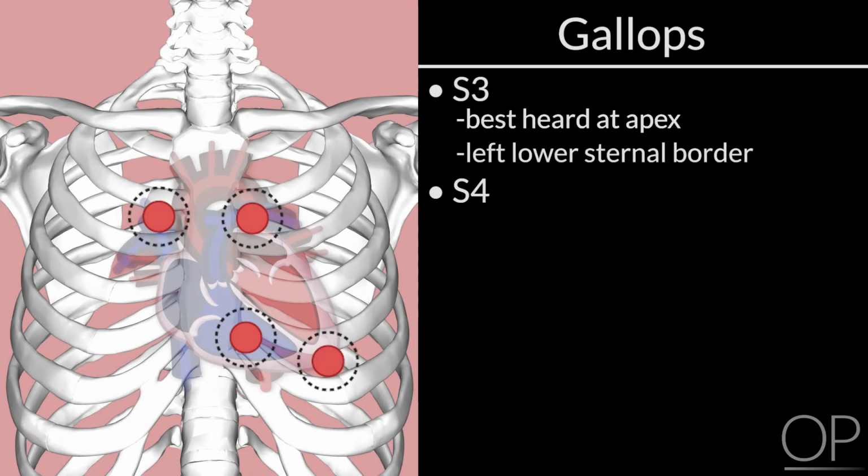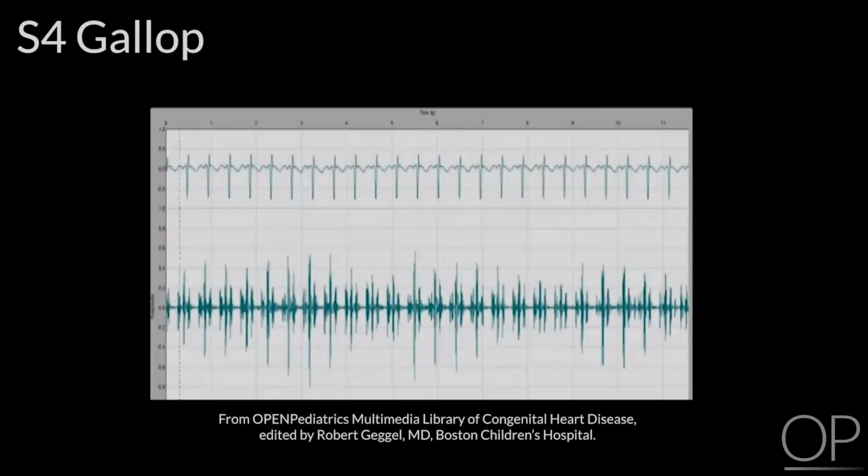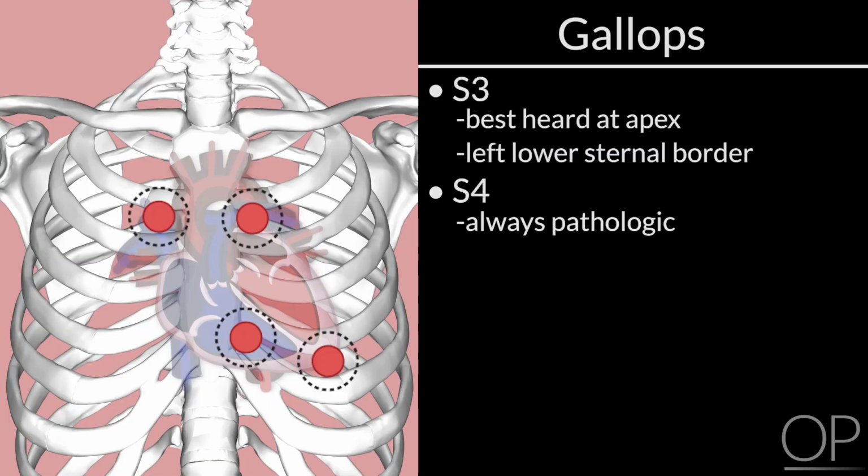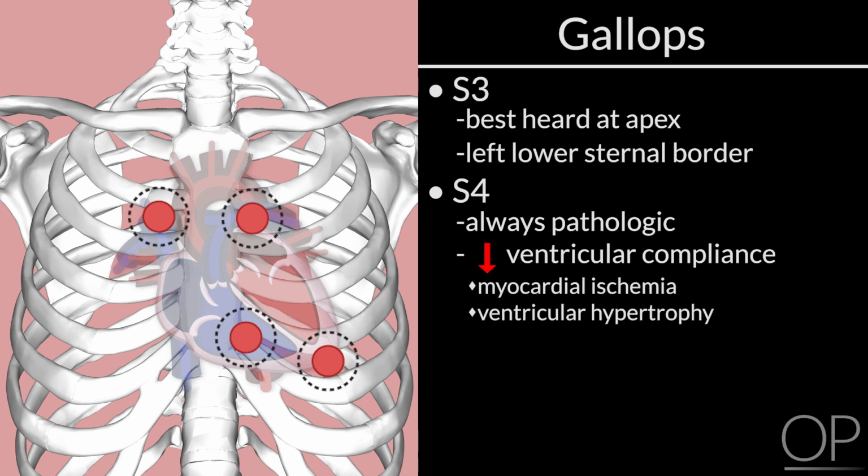It can be normal in children and young adults, although it can also be reflective of patients with dilated ventricles and decreased compliance. Fourth heart sounds are heard also at the apex, and these are always pathologic. Point of clarification. An S4 gallop is usually associated with decreased ventricular compliance that occurs with myocardial ischemia or ventricular hypertrophy.